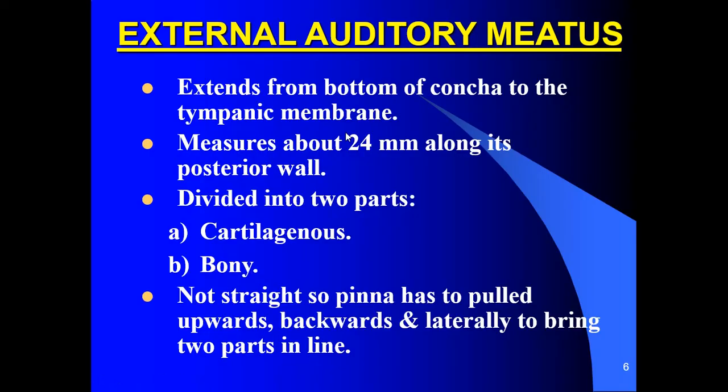The external auditory canal extends from the bottom of the concha to the tympanic membrane. It measures about 2.4 cm or 24 mm along its posterior wall. It is divided into two parts, the cartilaginous and the bony part. It is not straight. Straightening can only be achieved by pulling the pinna upward, backward, and laterally.